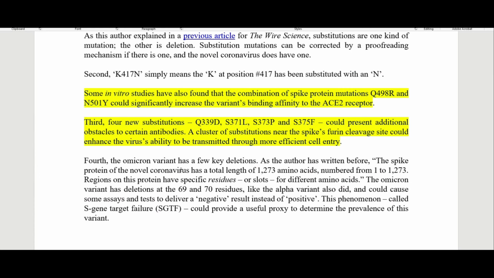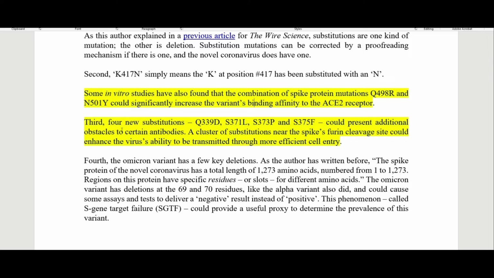And this is saying that in vitro studies, so not just looking at the structure and saying, oh, that might be the case, but actual studies, have found that the combination of those two mutations could significantly increase the variant's binding affinity to the ACE2 receptor. One of them, I believe, is new to the Omicron variant. This N501Y is found in other variants as well, but the combination of the two is what matters here.